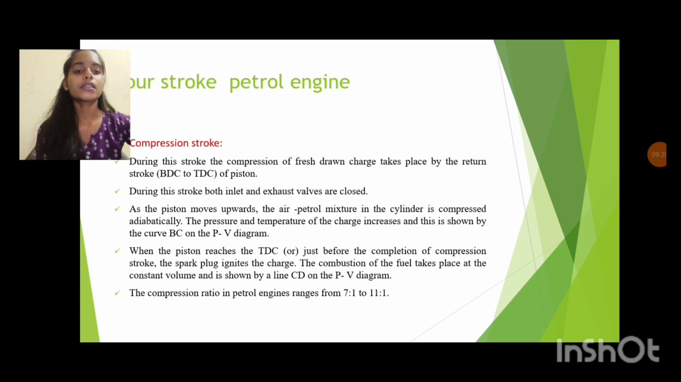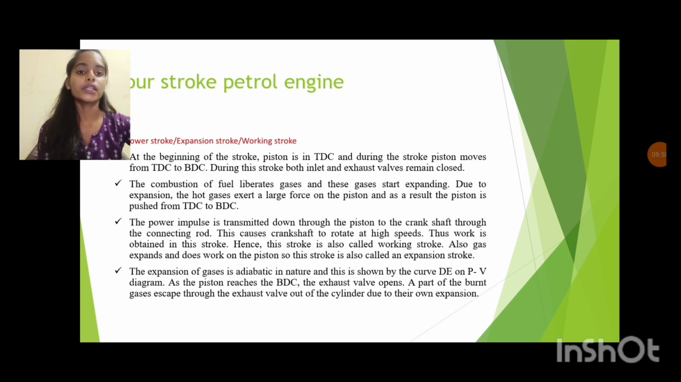When the piston reaches TDC, just before the completion of the compression stroke, the spark plug ignites the charge. The combustion of the fuel takes place at constant volume and is shown by the line CD on the PV diagram. The compression ratio in a petrol engine ranges from 7:1 to 11:1.